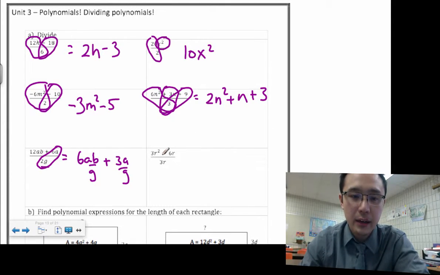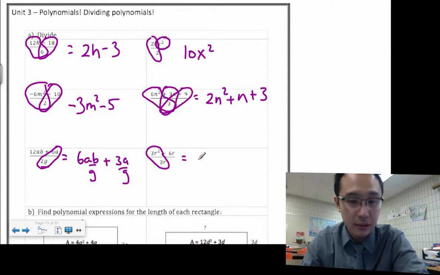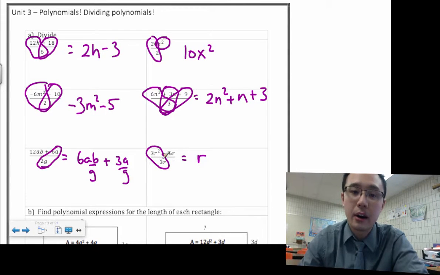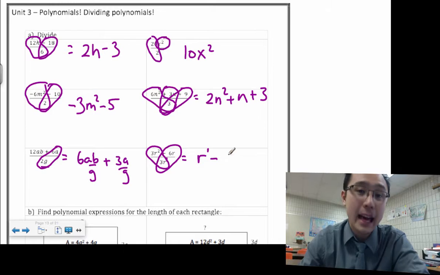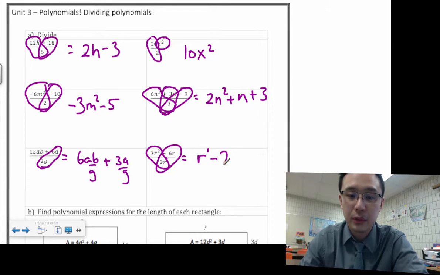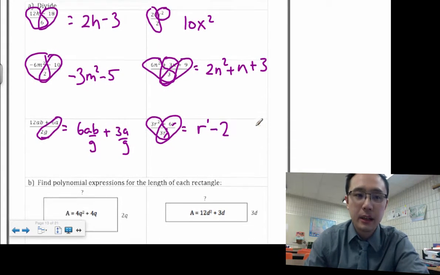So the next one here is 3r squared divided by 3r. 3r's can be canceled, leaving 1r at the top. So r squared divided by r, basically you subtract the exponent, so 2 subtract 1 is 1. And then here's the negative 6r divided by 3r. Negatives cancel, 3 and r's get canceled out. That gives you just 2. That's it. Let's see what else is here.